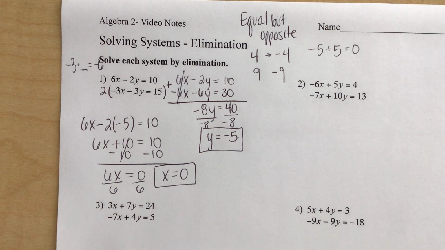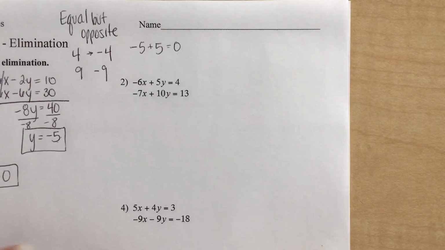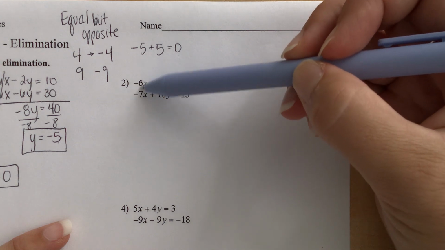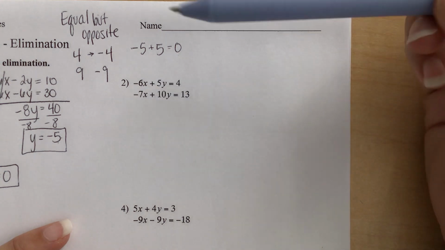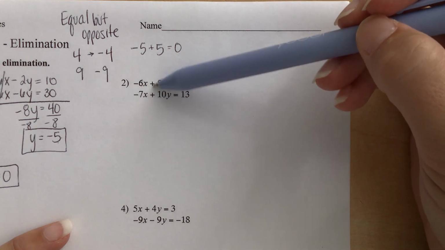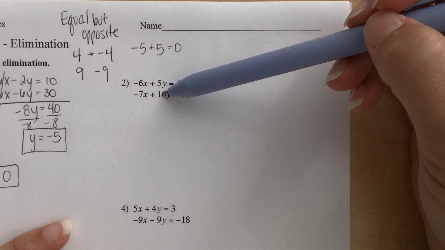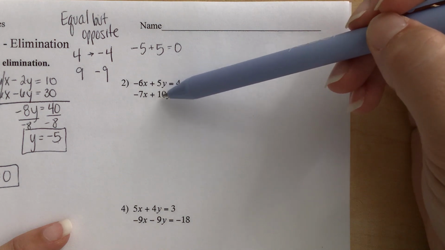All right, let's look at another one. So if we look at number 2, I look at my x's, I have a -6 and a -7. Those aren't very compatible, right? I can't multiply -6 by something to make it equal to 7. But I look at my y's, I notice they're both positive, so they're not opposites, but I have a 5 and a 10. So it's really easy to multiply 5 by something to get to 10, right?